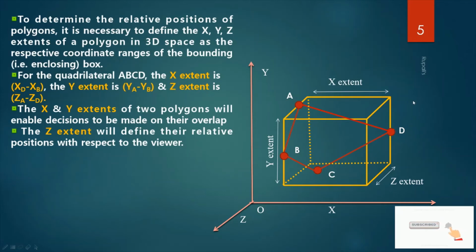But x and y extents of two polygons will enable decisions to be made on their overlap. Only the z extent will define their relative position with respect to the viewer. So, the z extent alone can define their relative positions with respect to the viewer.